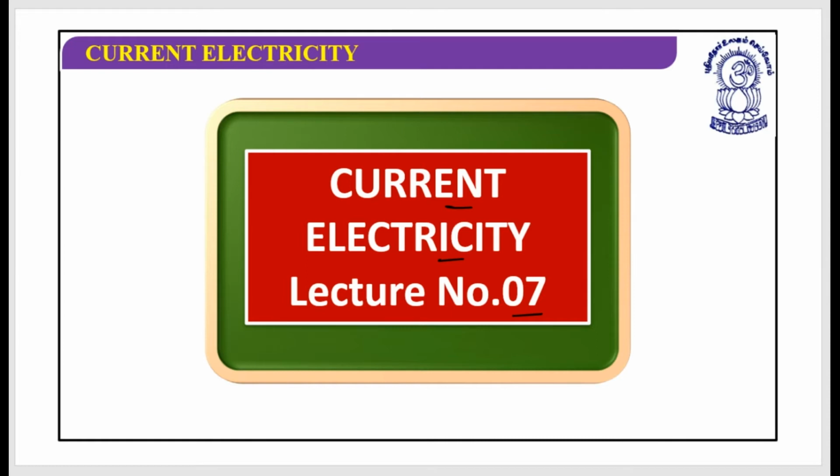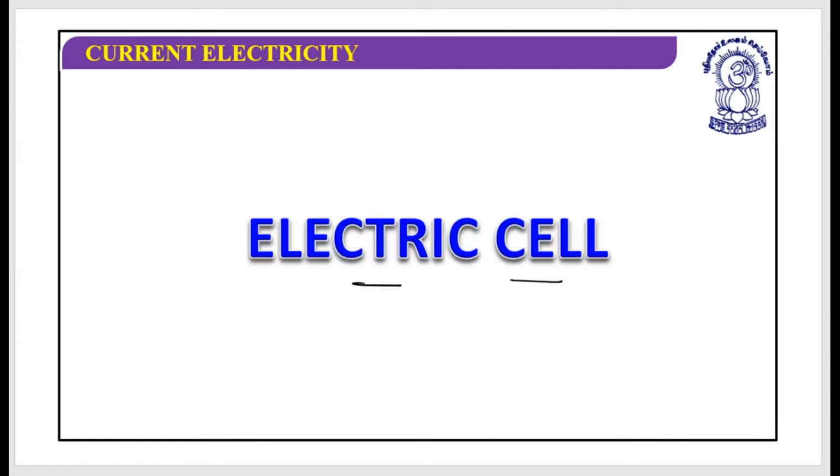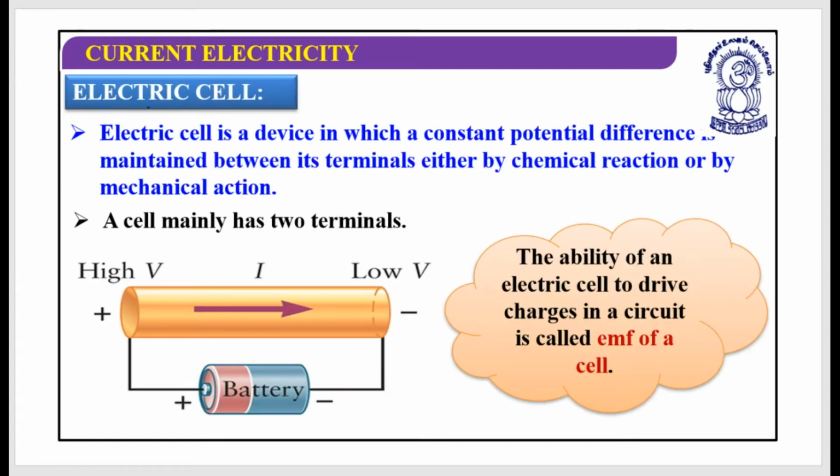In today's class we are going to discuss the electric cells. So let's begin with the electric cell. Now what is an electric cell? We can say it's a device in which a constant potential difference is maintained between its terminals, either by chemical reactions or by mechanical actions. You studied this in chemistry as well: what an electric cell is, what voltaic cells are, and what other cells there are.